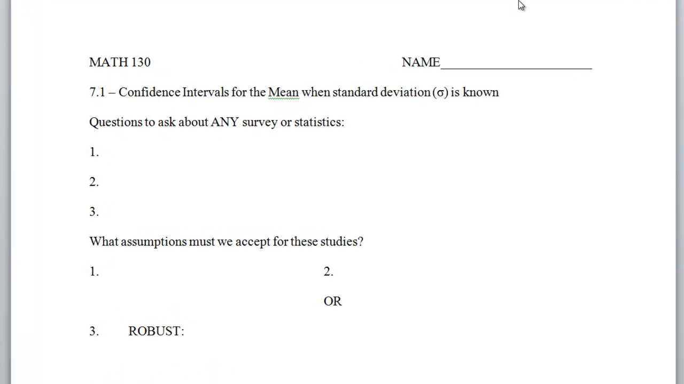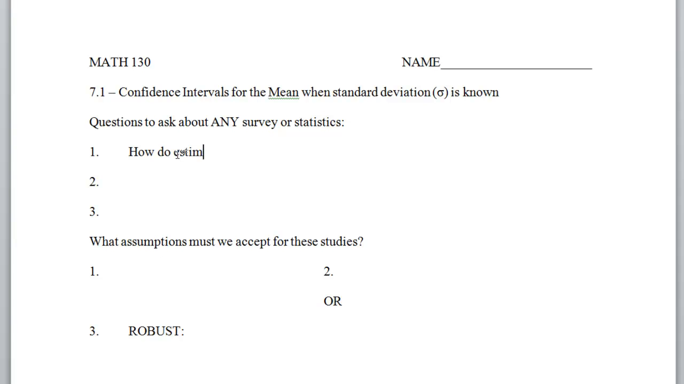All right, this is Mr. Anderson for Statistics, Math 130. Today we're going to cover the confidence intervals for the mean when the standard deviation of the entire population is known. Now, when you see a survey about statistics, you should be thinking to yourself three main questions.